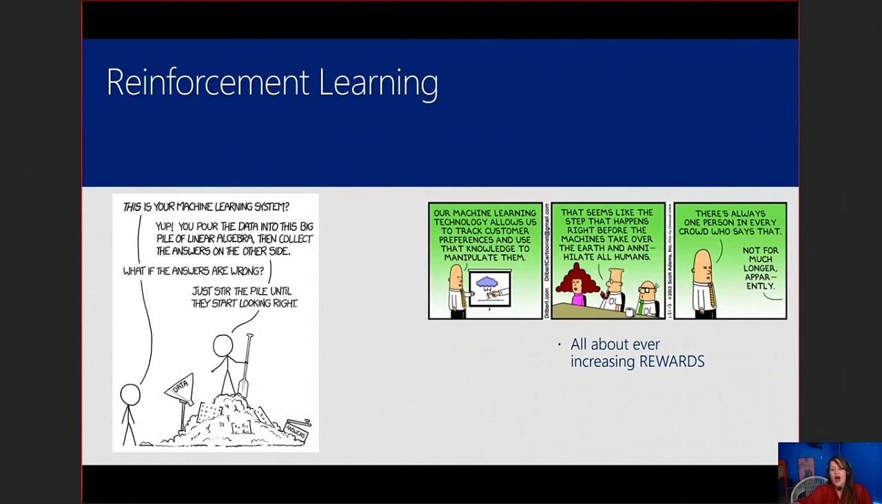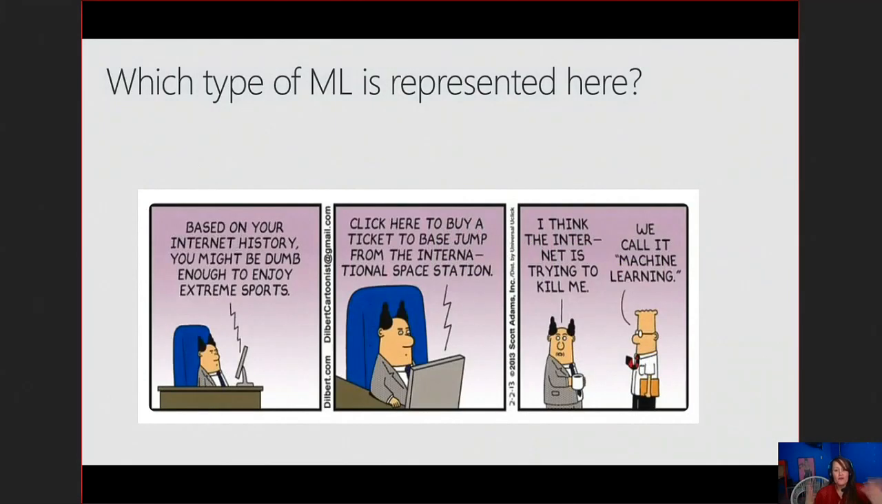Yes, exactly. All right, so if you were to look at this comic, of those three that we just went through, which type of machine learning is represented here? Are we going to get Jeopardy music along with this? Internet history. So is this supervised, where we have some model that's already got some history of data? Because it's one of the first two.